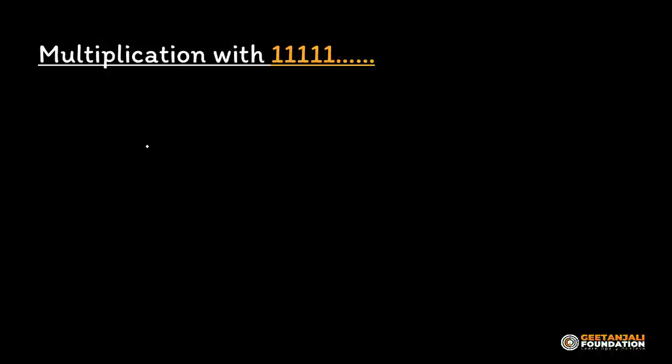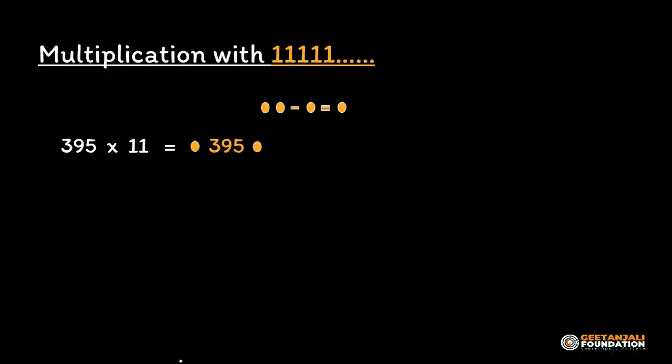Let's take one more example. Next is 395 times 11. So how many digits are there in the multiplier? There are 2 digits. So how many dots will you add on both sides? Only 1 dot. So now your number is dot 395 dot. The value of dot is 0.